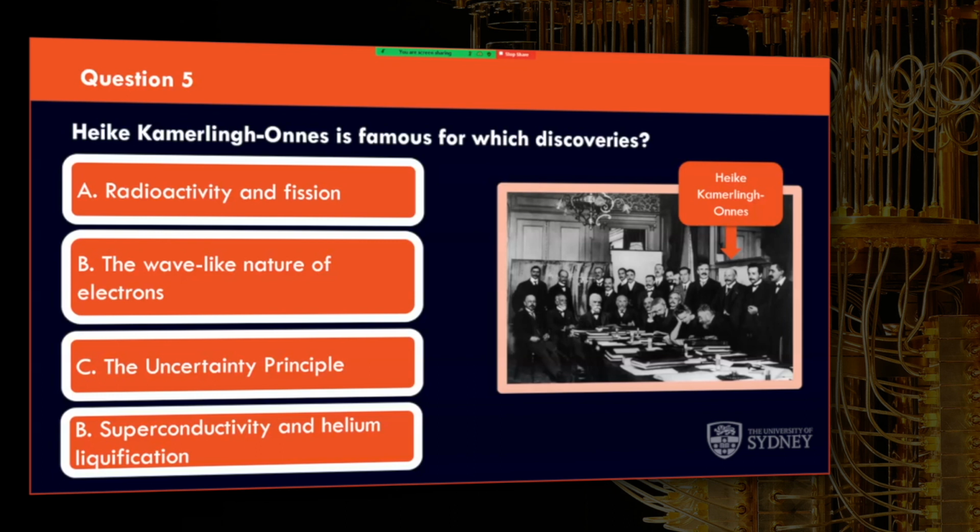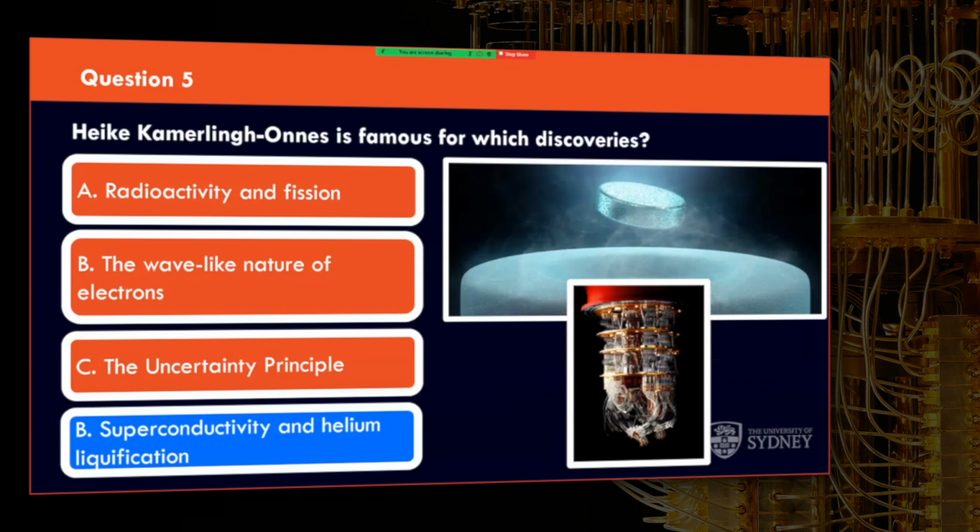All right, who's for radioactivity and fission? The wave-like nature of electrons, uncertainty principle, and superconductivity and helium liquefaction. Great, you guys did really well.